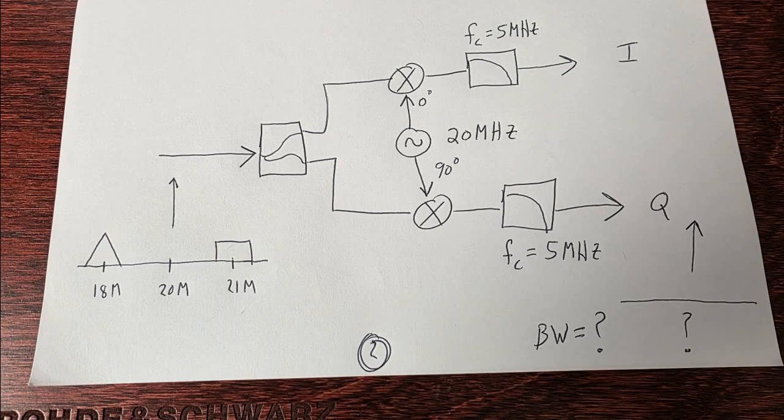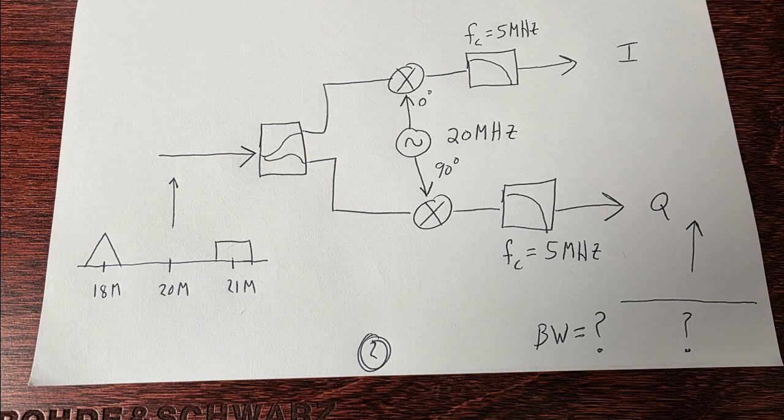Alright, so our question today is, now we have this IQ demodulator, and if we set the internal LO of the IQ demodulator to 20 megahertz, and we go through these two low-pass filters with 5 megahertz cutoff frequency, what do these two signals at 21 meg and 18 meg look like as they go through the IQ demodulator? So that's kind of what our question is.